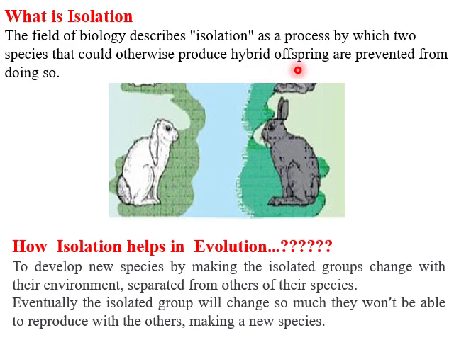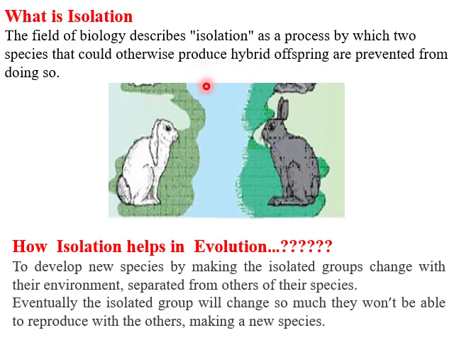Isolation may be in different forms. It may be prezygotic or postzygotic. Due to isolation, we can prevent the hybrid offspring that may introduce a new species.